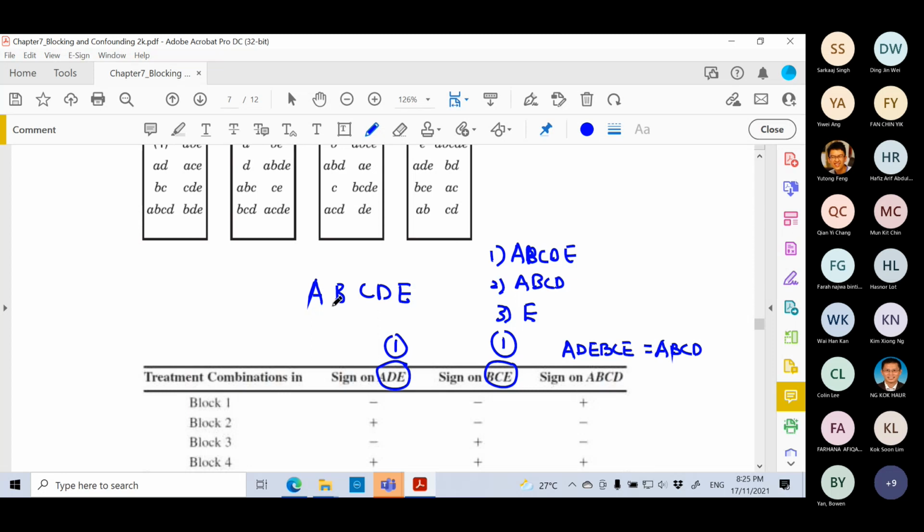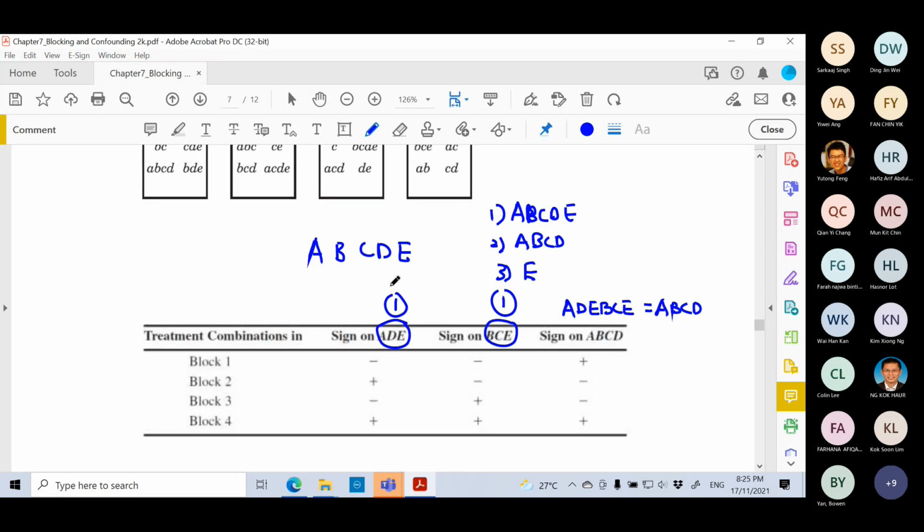Normally, you also try to avoid two-factor interactions, because two-factor interaction effects can still be interpreted, so we still need to remain them in our model. So this is the idea of confounding for the 4 blocks. If they are confounded in 4 blocks, the treatment combinations minus minus will belong to the same block. The plus minus, minus plus, and then plus plus will belong to the same blocks. So therefore you have 4 blocks here.